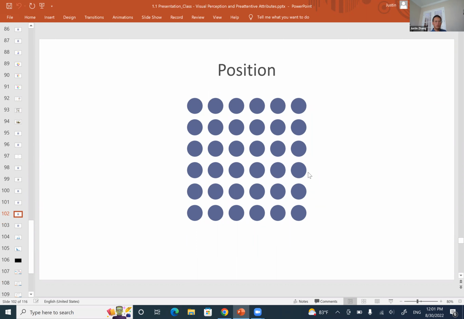Position is also an important pre-attentive attribute. Position can be a much better way to show precise quantitative comparison than the previous attribute, size. It's easier to measure the distance in the position variable.